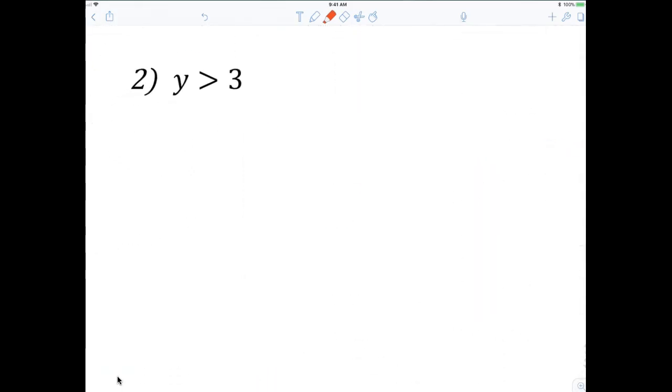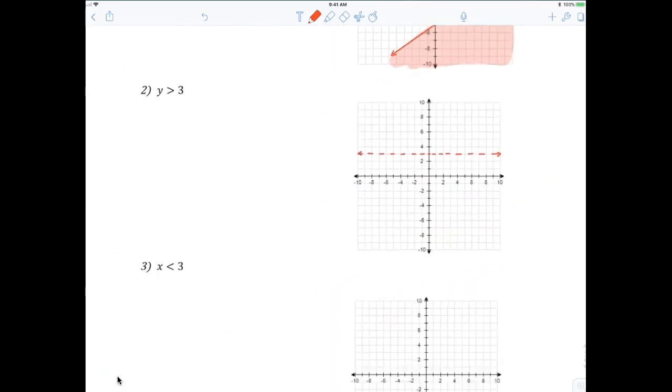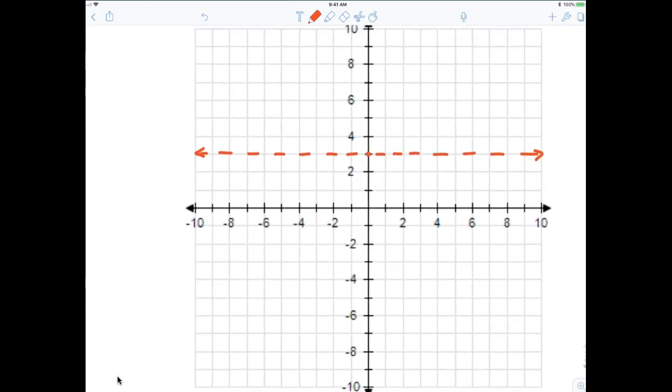Now, for number two, we have a little bit of an issue. So y equals is just what type of line? Horizontal. Now, you have to listen before you do anything, though. Go to y equals 3. Now, why do you think I'm doing a broken line? Because it's everything greater than that. So it doesn't include the line. Everybody with me?